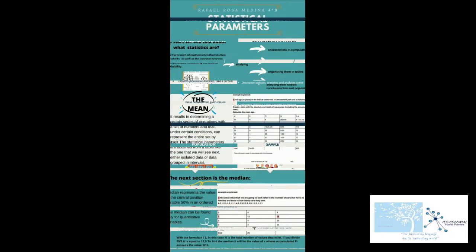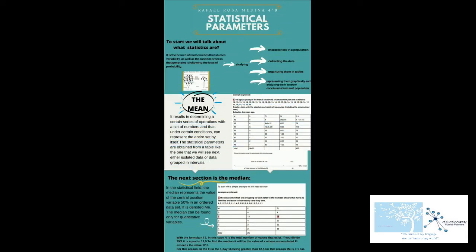To start, we will talk about what statistics is. It is the branch of mathematics that studies variability, as well as the random processes generated following the laws of probability, and is in charge of studying a certain characteristic in a population, collecting the data, organizing them in tables, representing them graphically, and analyzing them to draw conclusions from said population.